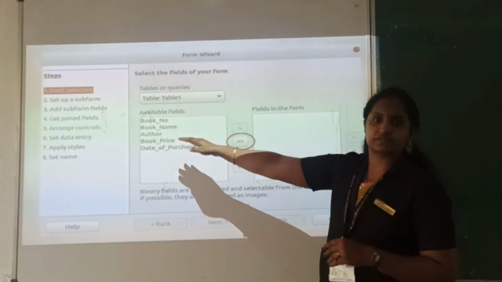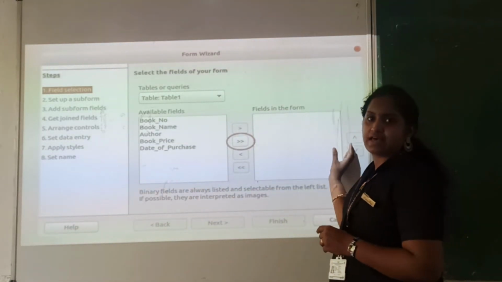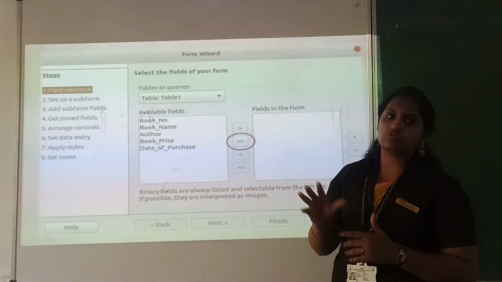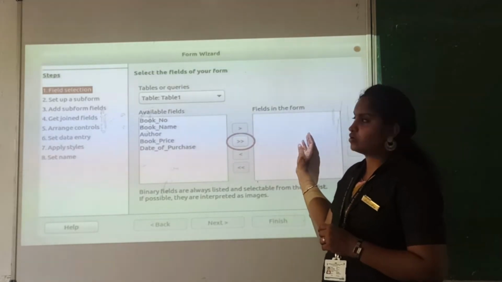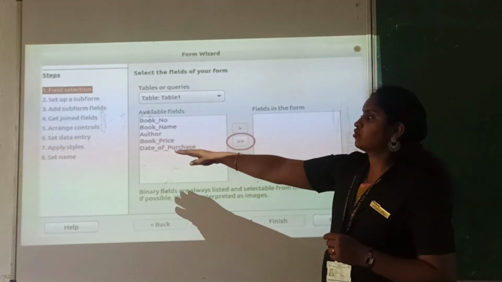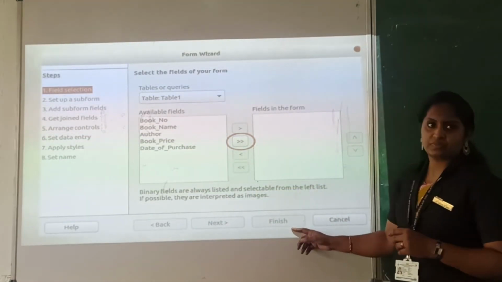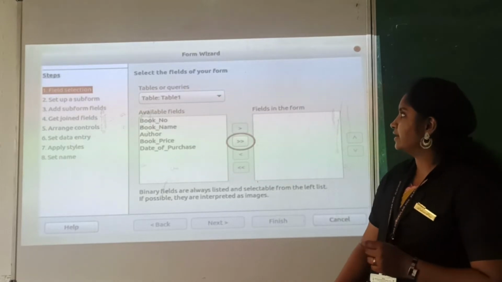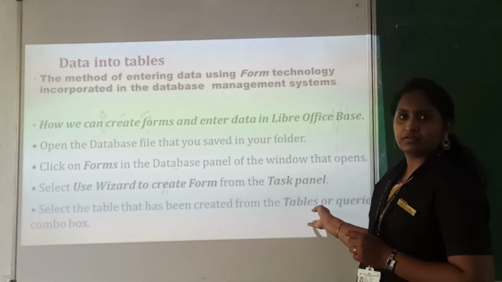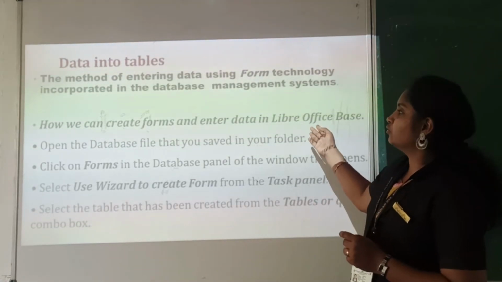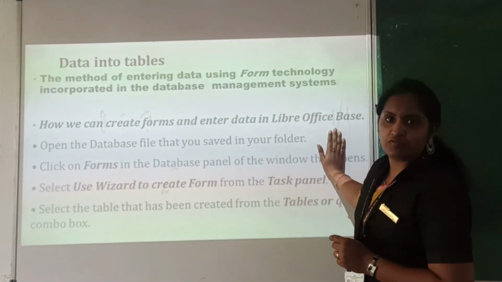In the fifth step, you have to select the form design. They give different inbuilt designs, and you can choose that format, because in that only we are going to enter the content. After that, go to Apply Styles and click Finish. Your form format will be displayed. So these are the steps I have included here; that is how we can create forms in LibreOffice Base.